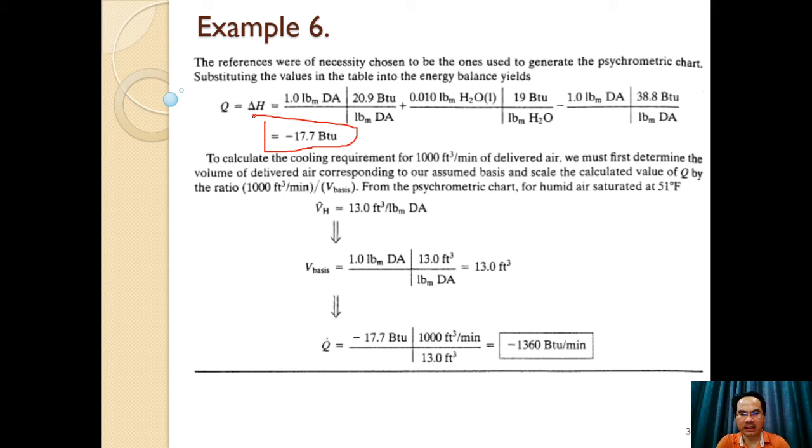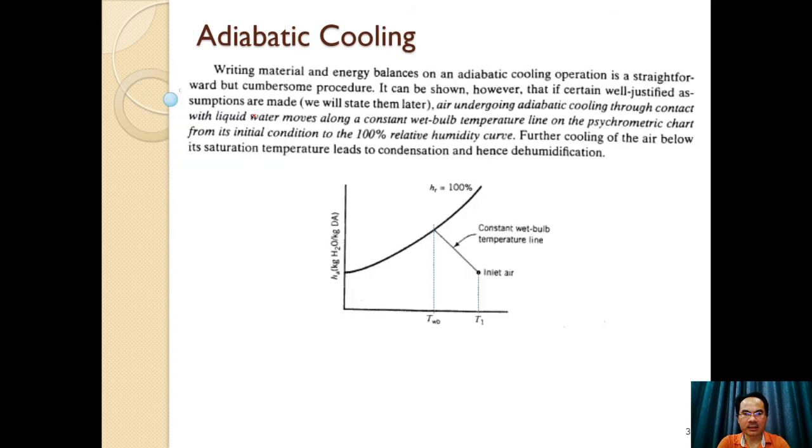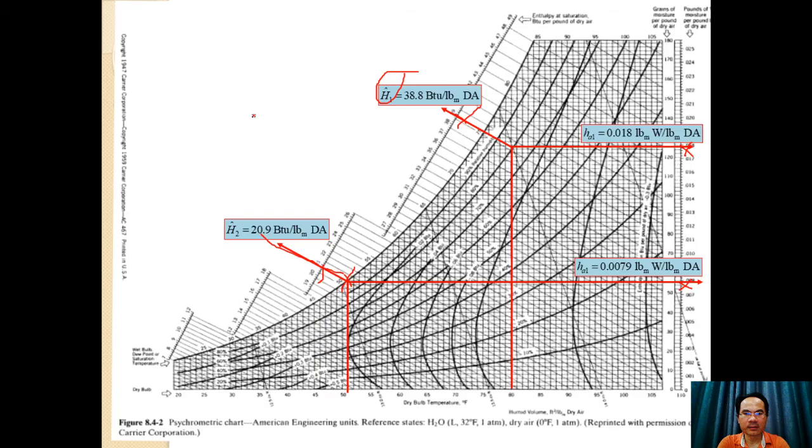Then you calculate Q in terms of the energy rate. For this case, you know Vs is equal to 13 cubic feet per pound mass dry air. This you read from the humidity chart.